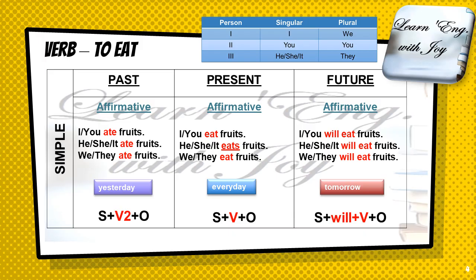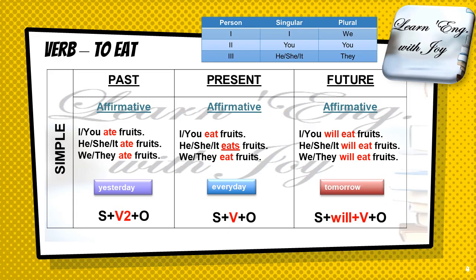So let's begin conjugating the verb in the simple present tense, simple past tense and simple future tense for affirmative sentences. Affirmative sentences are yes sentences. Let's begin. Present tense: I eat fruits, you eat fruits. He eats fruits, she eats fruits, it eats fruits, we eat fruits, they eat fruits. You can also practice by saying I eat, you eat, he, she, it eats, we eat, they eat, but it's better you put an object there.